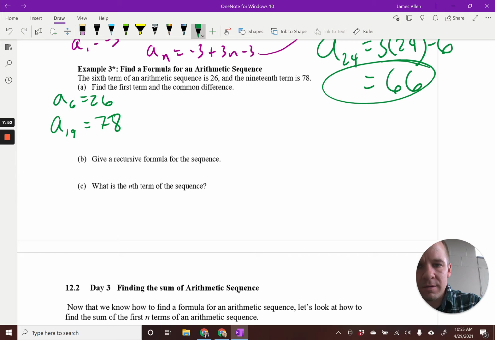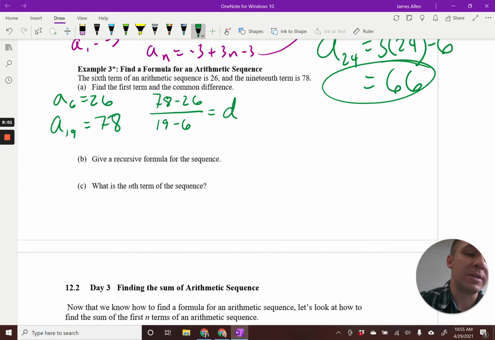So if I did 78 minus 26 divided by 19 minus 6, that's going to give me my common difference, right? And we write these out. They look like they're in slope-intercept form, the common difference being your slope, okay? Now, if we do some calculations here, I believe we'll get d equals 4 for my common difference. All right, lovely. So you get 4 for our common difference.